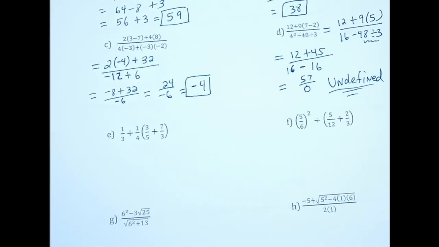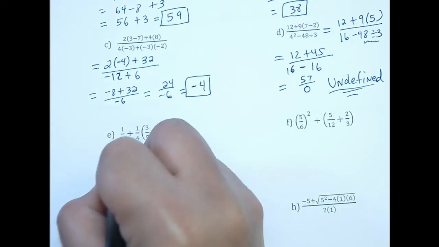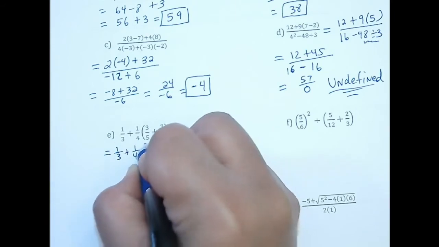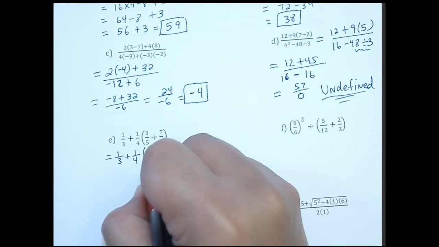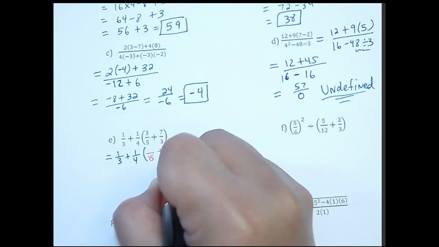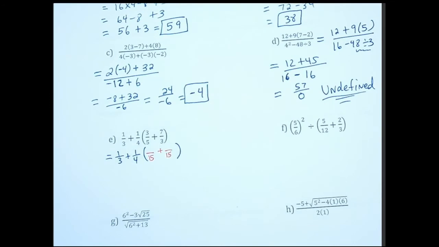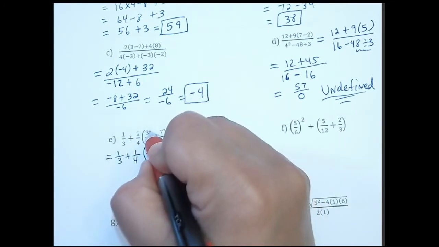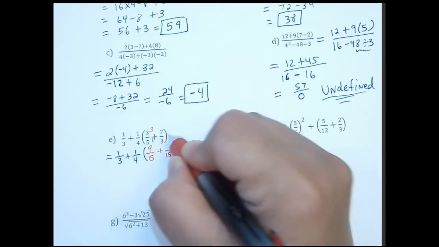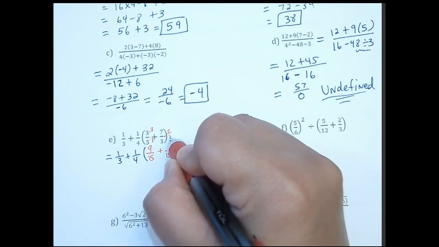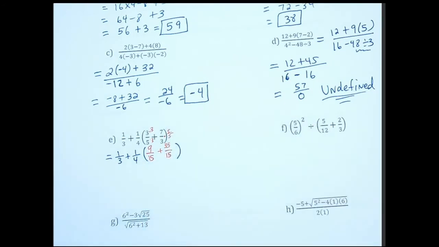So we have 1/3 plus 1/4 times 3/5 plus 7/3. So we have 1/3 plus 1/4. In order to add fractions, we need a common denominator. So our common denominator here is going to be 5 times 3. So I'm going to write 15. So in order to make this 5 a 15, I would have to multiply by 3 on the numerator and denominator. So 3 times 3 is 9. And here I would have to multiply by 5 on the numerator and denominator. So we get 35.